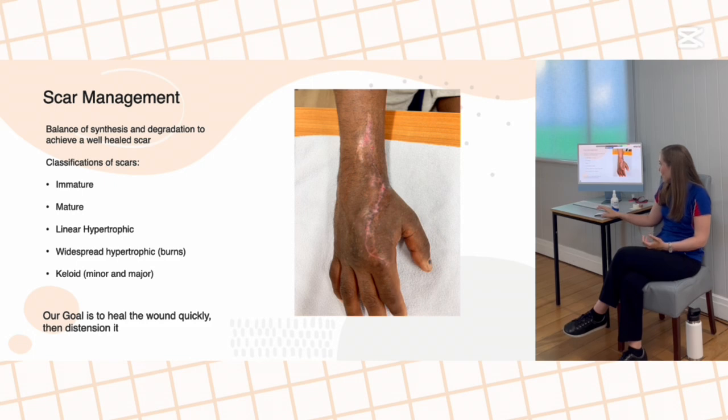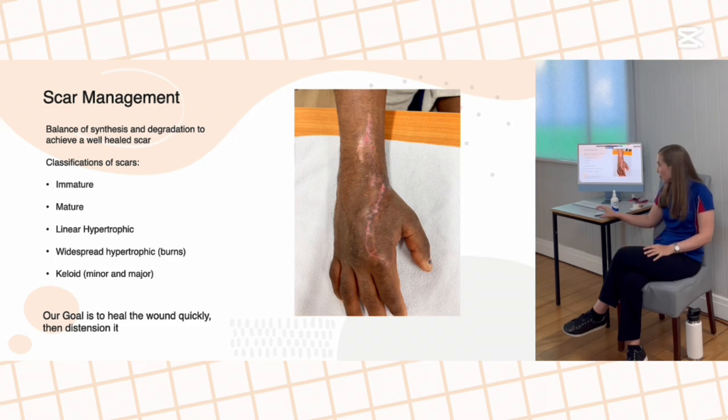So that's scar management. It's a good balance of synthesis and degradation. That's how we can get a good scar. There are so many different types of scars. We've got immature scars, which is what we see in that first bit, nice and pink, that can change. Then we've got more mature scars, when they get more white and are less likely to have as many big changes. Some people will come in and say, I've got this scar from 10 years ago. Will it make much of a difference if I did this massage that we're doing for a newer immature scar? And probably not as much, but you can try.